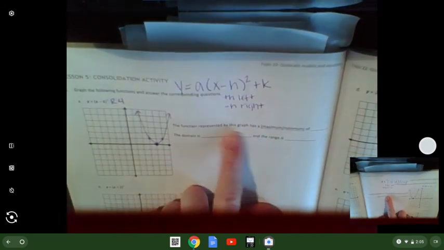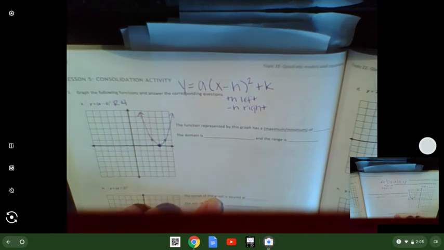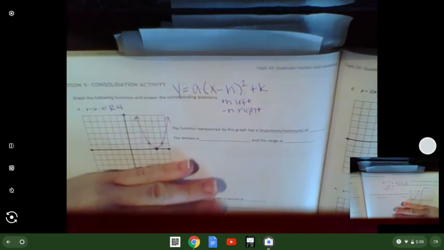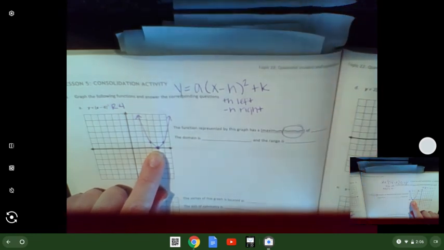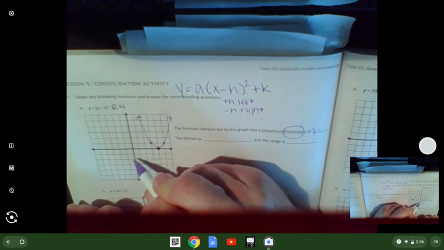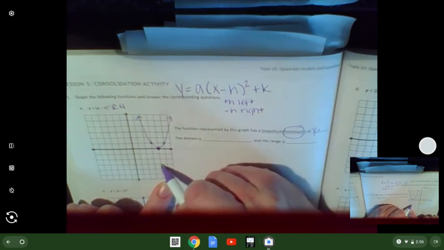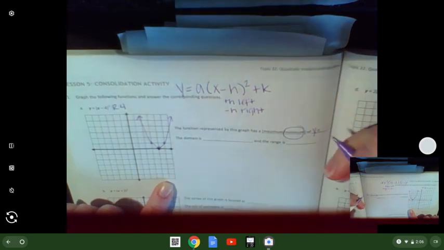So then we're going to fill in the blanks. This function represented by this graph, does it have a max or a minimum? Well, it has a lowest point right there, so it has a minimum. And what Y value does it have a minimum at? Well, it doesn't go down to -1, 2, 3. There would be -3. It doesn't go to -2. It doesn't go to -1. It's at 0. It has a minimum of 0.